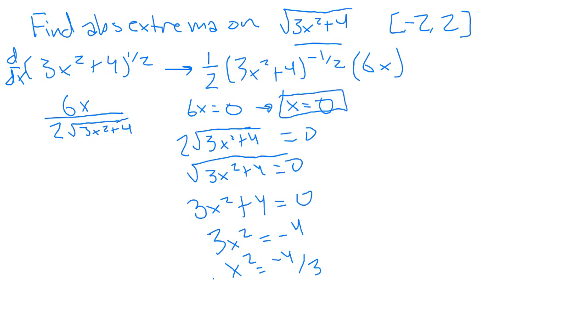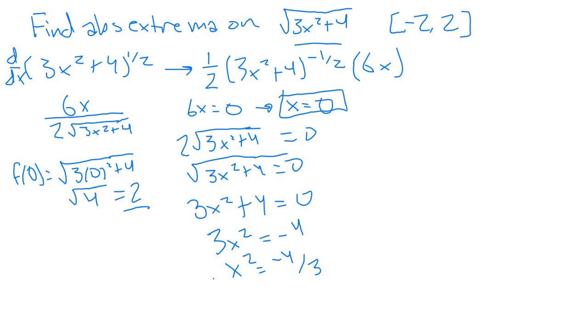All right, so now we just have to plug in f of 0. So we get f of 0 equals the square root of 3 times 0 squared plus 4. 3 times 0 is going to cancel out, so we just get the square root of 4, which is 2.